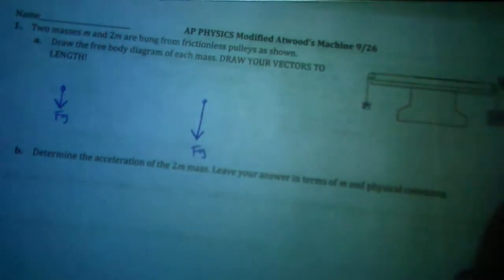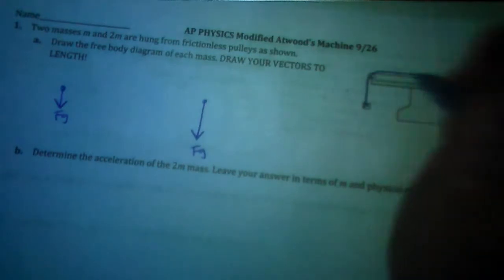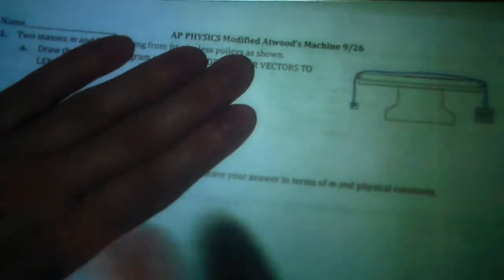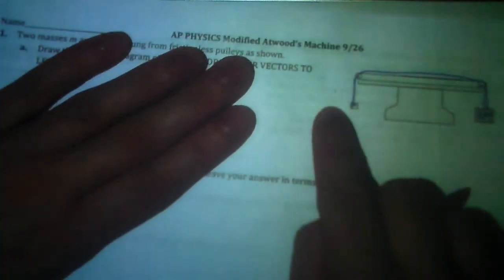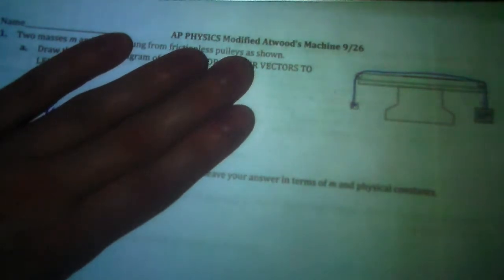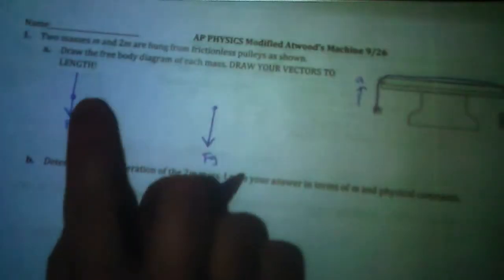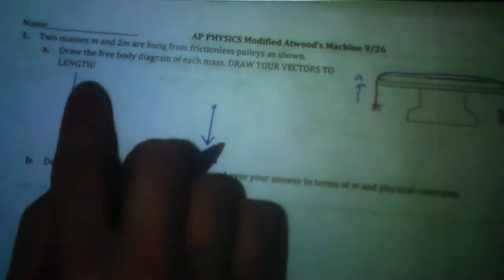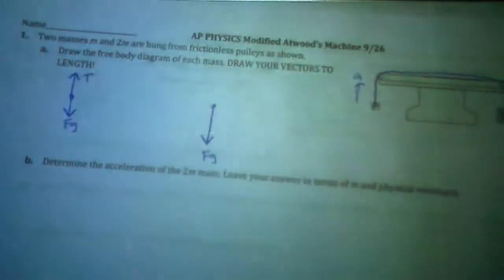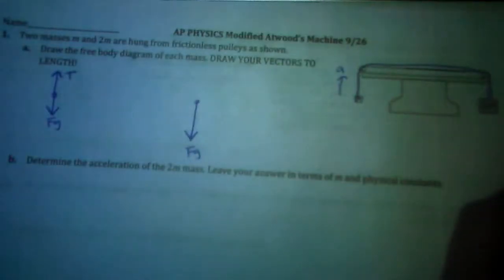Each of these is also going to feel a tension force pulling upwards. This is just one string, so it should be the same tension force. So actually, I should have decided the way it's going to accelerate. If I have a 2M here and an M here, hopefully you agree the 2M will win. It will accelerate this way, and the M will accelerate this way. So here, because I know this one is accelerating up, I know that the tension force, or the upward force, would be greater. This one will be accelerating down, so the gravity force is greater.